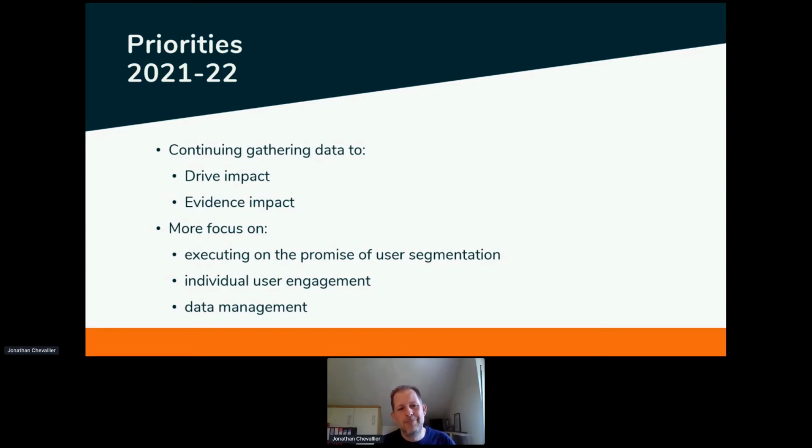And also, we have external stakeholders, we need to evidence our impact as well. So that's super important for us.